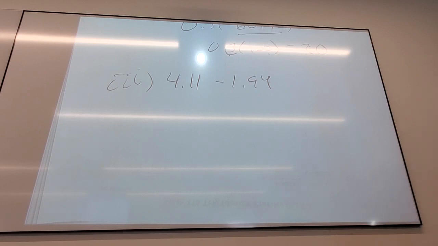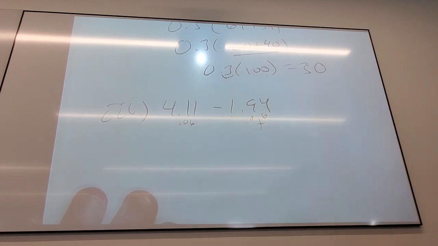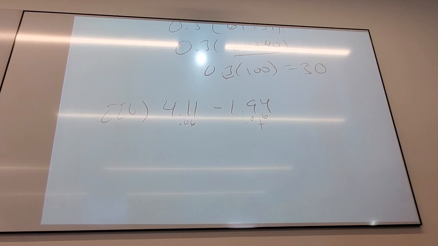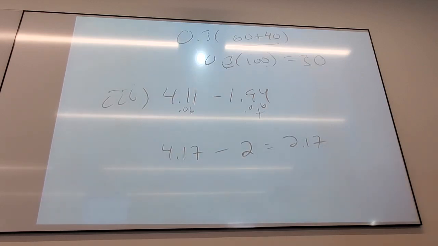Does anyone remember what I could do here besides use my calculator? 4.11 minus 1.94. You sort of could do that because they have the same place values, but I still have the same issue. I want to be able to do this in my head. Make 1.94 into 2. If I increase this by 0.06, and I increase that by 0.06. Remember that's equal additions? Remember that idea? So then I can make this 4.17 minus 2, and that's easy. 2.17. Great. Done.